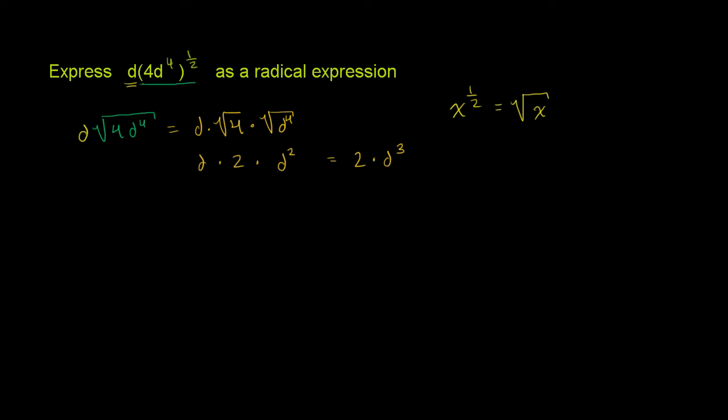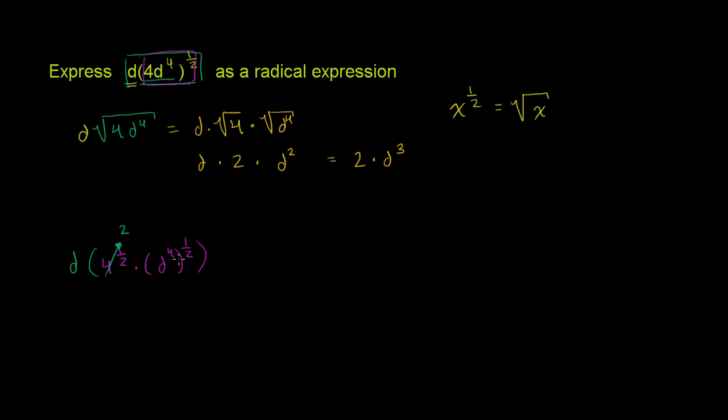Now, another way you could have done this is to just straight use the exponent properties. You could have said that that is the same thing as d times, and inside the parentheses, if you take the product of things and then raise them to an exponent, that's the same thing as raising each of them individually to the exponent and then taking the product. So that's the same thing. So I'm going to rewrite this part right over here as 4 to the 1/2 power times d to the fourth to the 1/2 power. And 4 to the 1/2 power, this is literally just the principal square root of 4, which is 2.